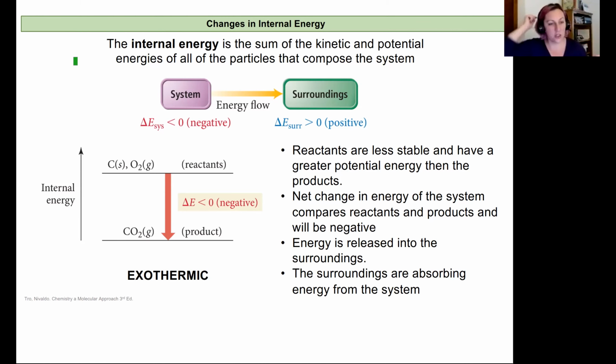How has it changed? So looking at internal energy, we think of this as all of the energy, kinetic and potential, for the system. If our reactants are less stable than our products, then as we talked about with potential energy, they're at a greater potential energy if they're not as stable. A greater potential energy corresponds to a greater internal energy for that system. Remember, when we're talking about a system, we're focusing in on the chemical reaction taking place, or the coffee in my hand right now. It's warmer than my hands.